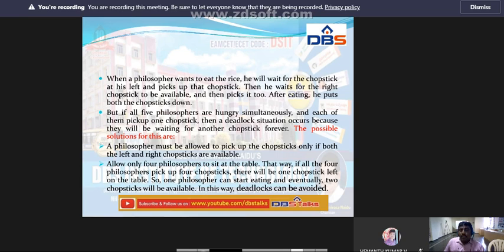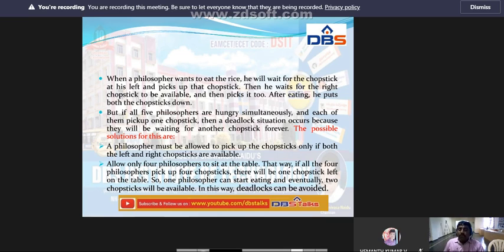The possible solutions for this are: a philosopher must be allowed to pick up chopsticks only if both left and right chopsticks are available. The solution for this deadlock is that whenever the philosopher feels hungry, first of all he will check whether both his left and right chopsticks are available or not. A philosopher must be allowed to eat only if both left and right chopsticks are available.